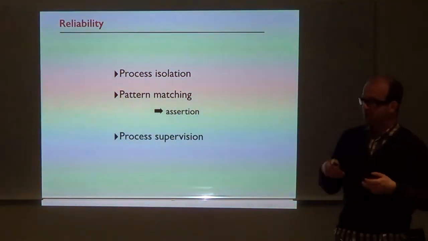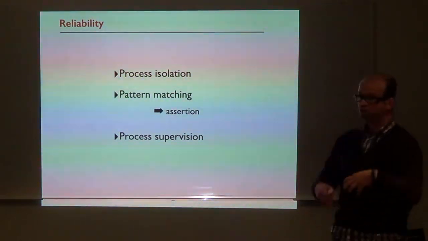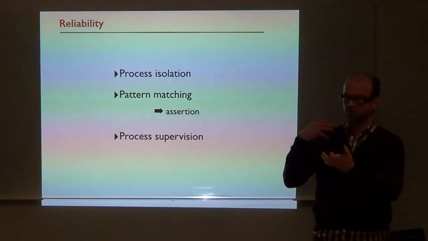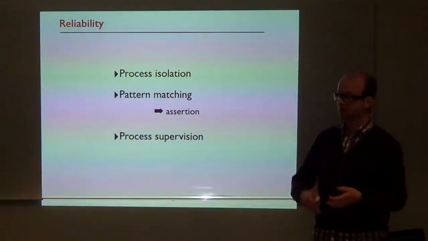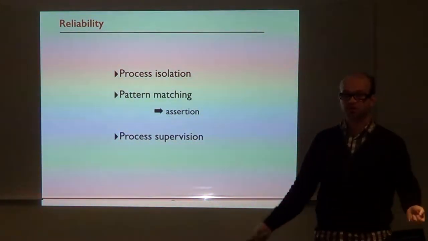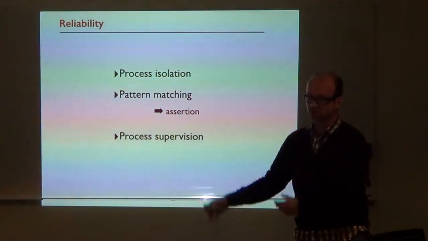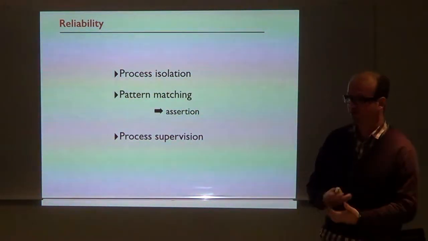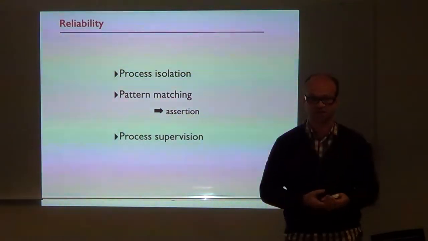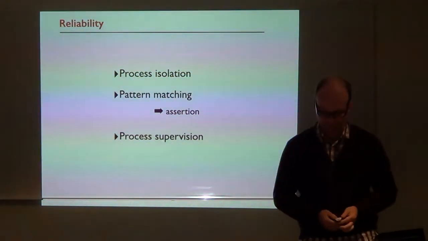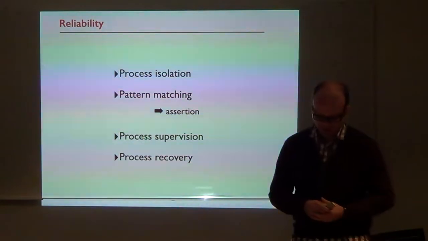Reliability is given because you have a way to supervise the process. You know when your process will crash, and because you know when your process will crash, you are able to do something with it. Maybe it will be to relaunch a process, or maybe it will try to just send a message to the administrator or the operator to say, hey, something happened, you need to look at whatever you want.